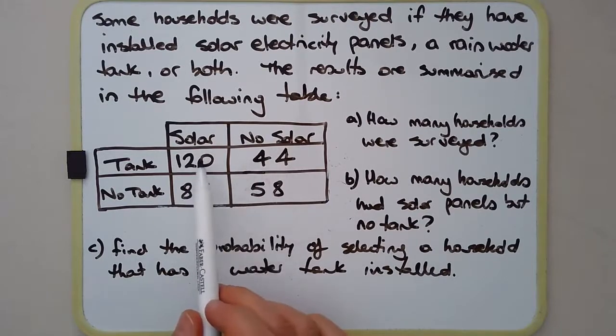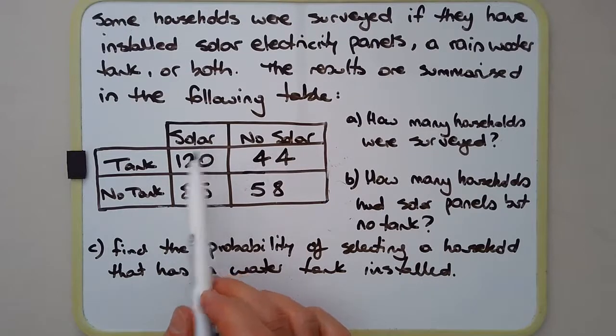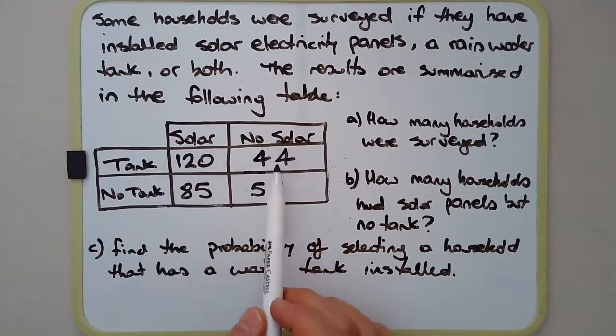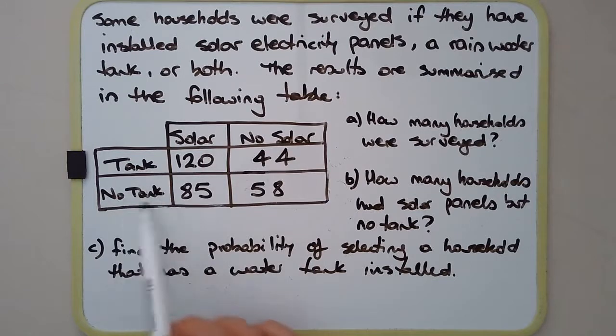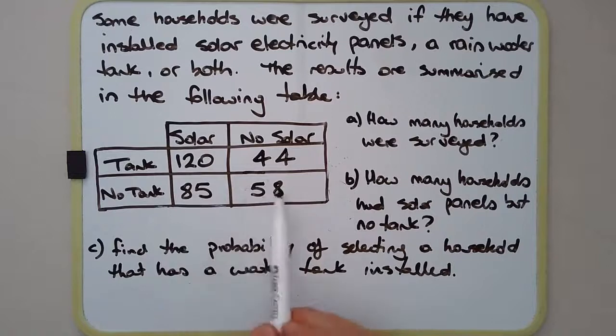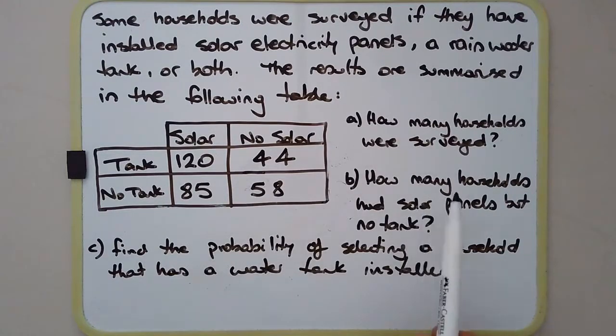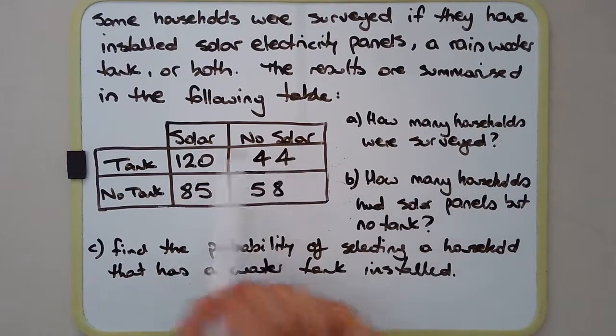Either we have a household that has both a water tank and solar panels. We can have households that have a tank and no solar panel. We can have a household that has no water tank but has a solar panel installed. Or we have households that have neither. So, first question, how many households were surveyed? Before we do that, I could just add up all the numbers, but a habit that I've gotten into, every time I have a two-way table and there's no totals for the columns and the rows, is to add them up and do them myself.